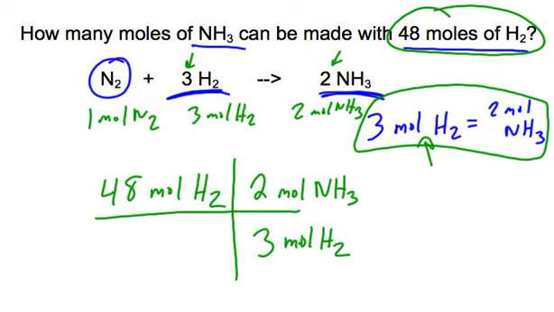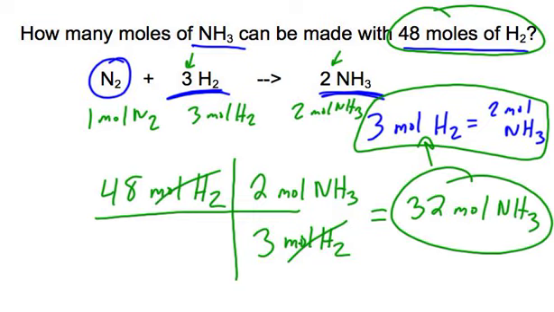And I'm just going to multiply this out. 48 times 2 divided by 3. And that should give me 32 moles of NH3. Because the moles of H2 cancel. So, assuming there's plenty of nitrogen, 48 moles of H2 will make 32 moles of NH3.